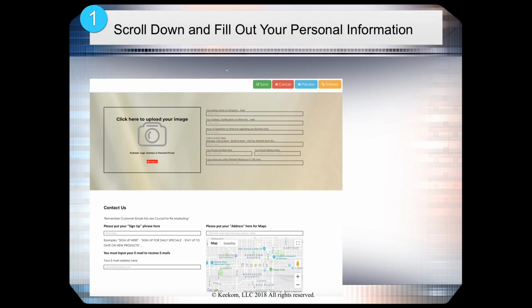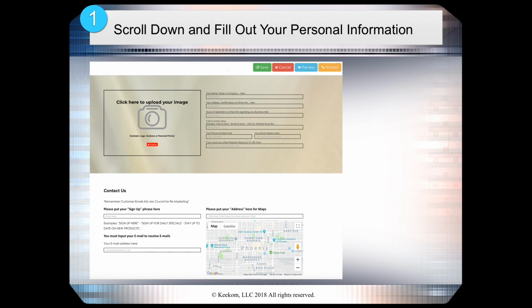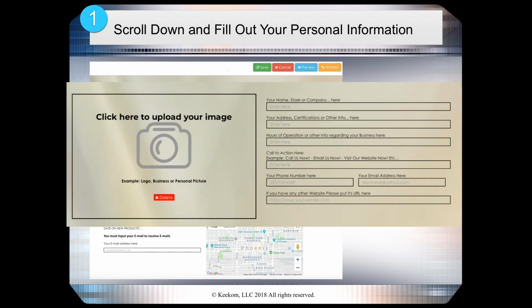The next thing you want to do is scroll down and fill out your corporate or your personal information. Next, fill in your name, store or company here. Then, fill in your address, certificate or other information, the hours of your operation or other information regarding your business. You may then want to fill in a call to action here. We said, call today for a list of discounted homes.